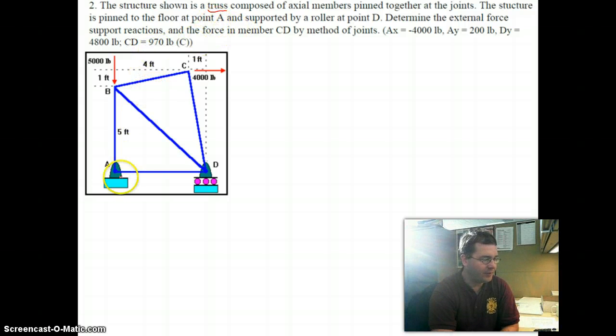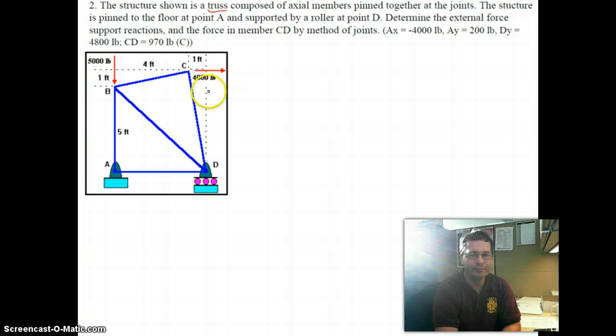As you can see, it's pinned at point A and there's a roller at point D. And remember, the characteristic of a roller is that a roller is not able to offer any reaction in the direction in line with the rollers. That is to say, if I were to push to the left or right on point D, it would simply roll away.